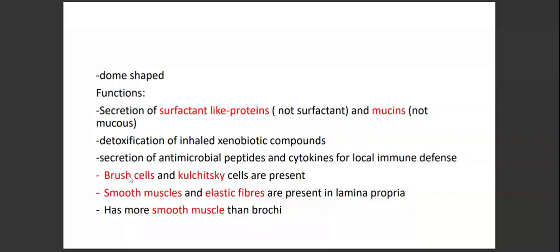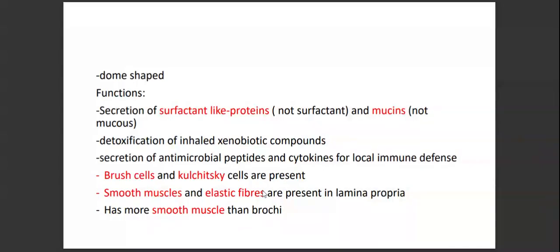Take note also that brush cells and Kulchitsky cells are present in the terminal bronchioles. Apart from the Clara cells, we also find these two types of cells, the Kulchitsky cells and the brush cells, which we found already and explained when we were looking at the respiratory epithelium. So we also find them here in the terminal bronchioles. Smooth muscles and elastic fibers are present in the lamina propria. Note here that in the terminal bronchioles, we find smooth muscle and elastic fibers.